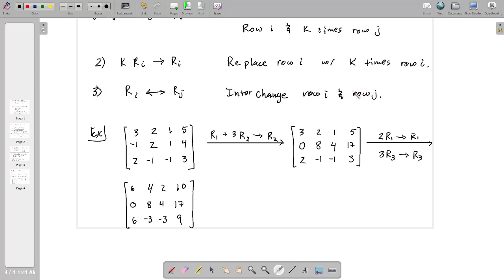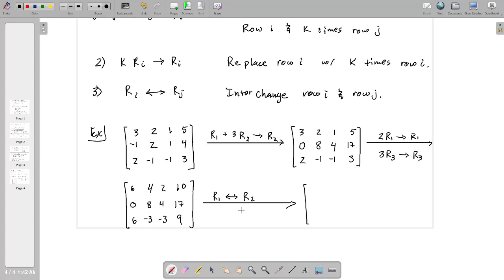Instead, I'm just going to demonstrate the third elementary row operation, which will be to interchange 2 rows. And here I'm going to interchange row 1 and row 2. Now, in practice, this would be impractical. And you'll see why again in the future. We want zeros here and here. We don't necessarily want a 0 here in the top left corner.